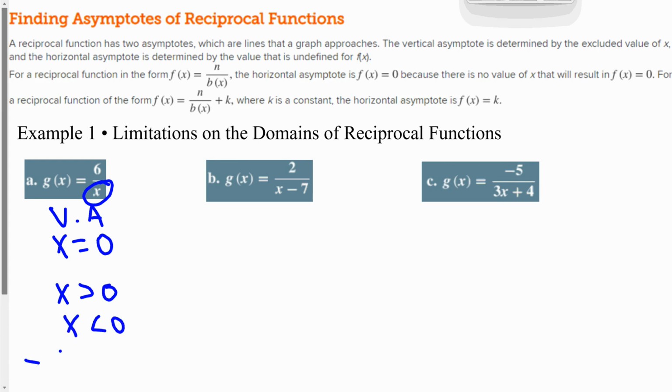Okay, so you could do it like that, or you could do it like this, in interval notation like that. Okay, everything but 0, it cannot be 0. So our vertical asymptote is just the vertical line, x equals 0.